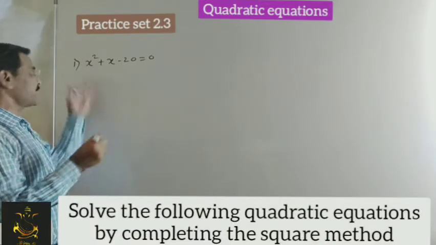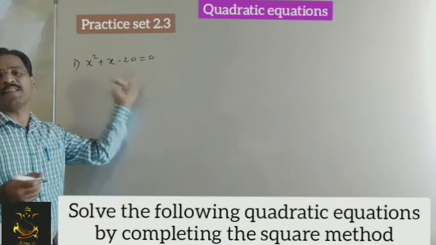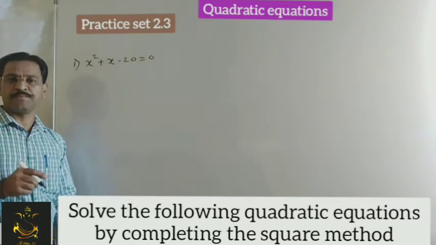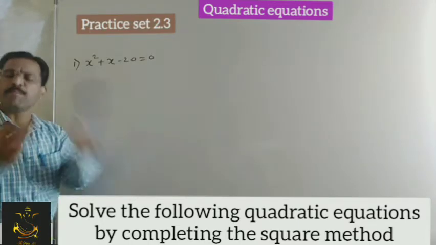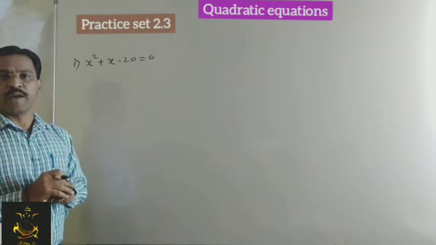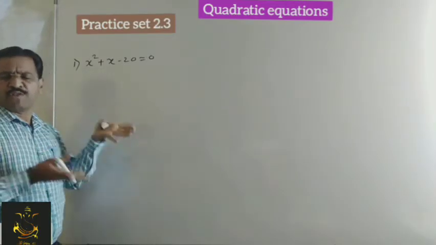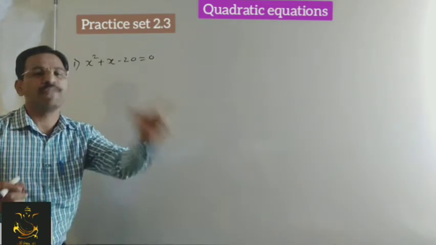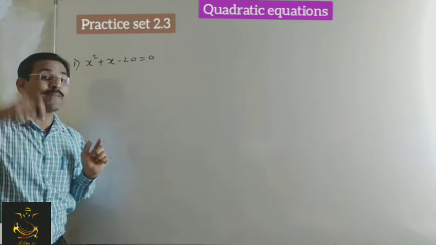See here, the first example is x square plus x minus 20 equal to 0. If you observe here, it is not a perfect square, so we are going to make it a perfect square. That means we have to solve that quadratic equation. Solve means what? We have to find the values of the variable. By which method here?